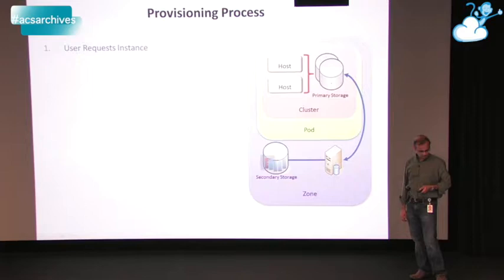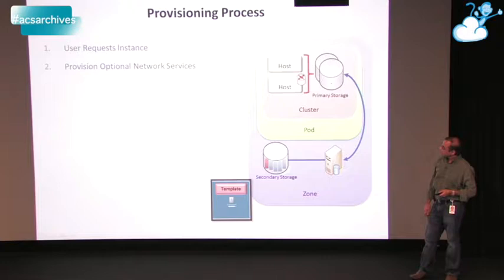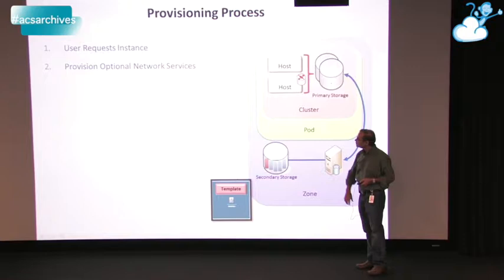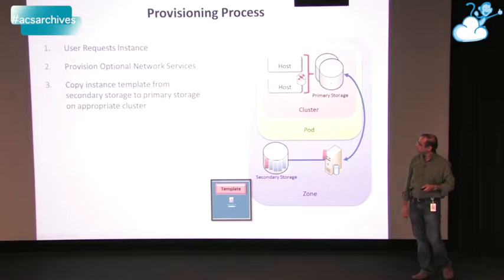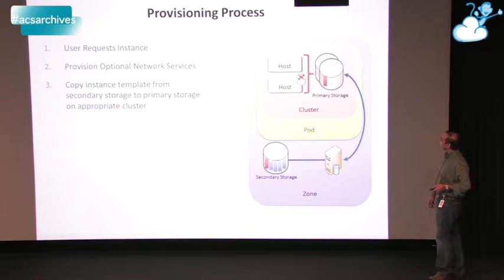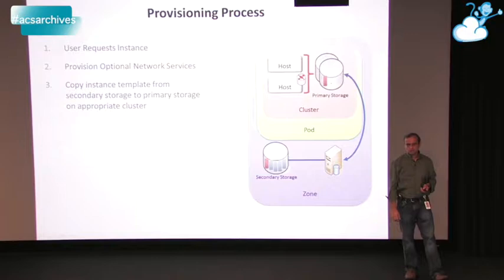So just reiterating, the end user requests an instance. We have something called a deployment planner, which can be customized. So we pick a host to run the VM on. We tell the host that we need to configure the network for that VM. We copy the instance template from the secondary storage to primary storage. And if that template is already there on that particular primary storage, of course, we don't bother to do the copy.